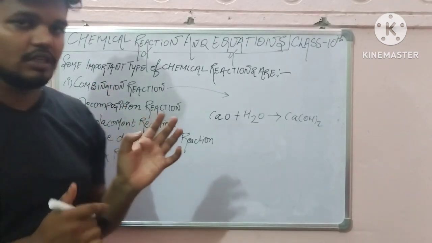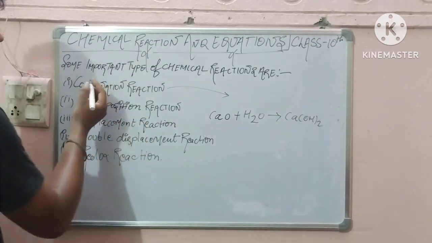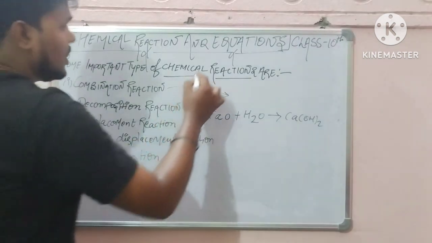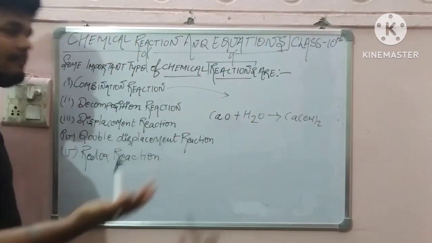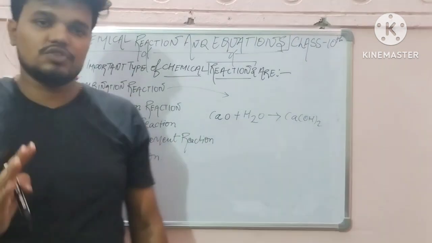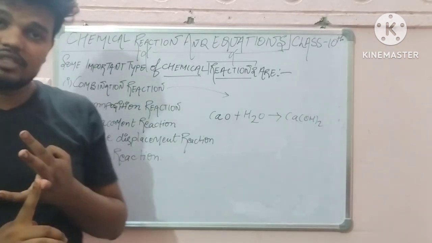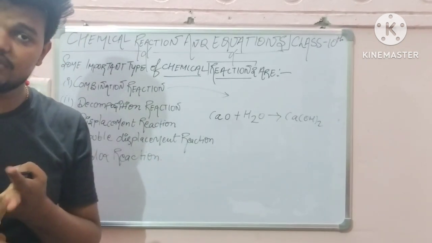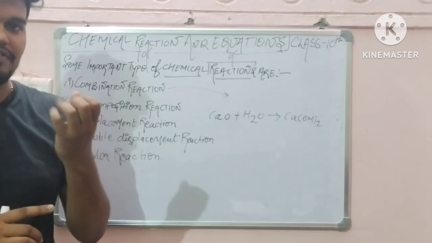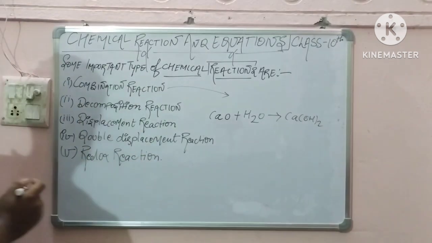Now in this chapter, part 2 of chemical reactions and equations, we are going to study some important types of chemical reactions. Means what are the important chemical reactions that we have to study in this chapter. So there are basically 5, students. First one is combination reaction, second one is decomposition reaction, third one is displacement reaction, fourth one is double displacement reaction, and fifth one is redox reactions. Only 5 are there that we have to study in this chapter. So let's begin with the reactions.